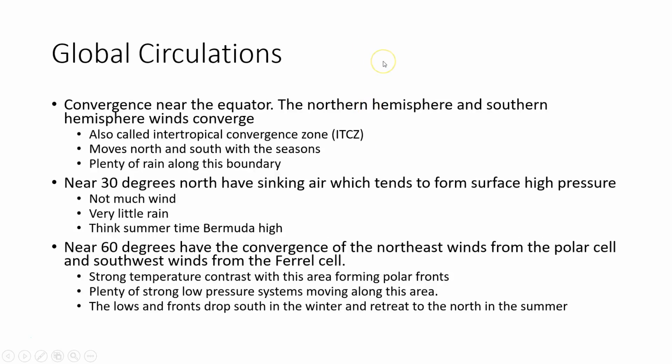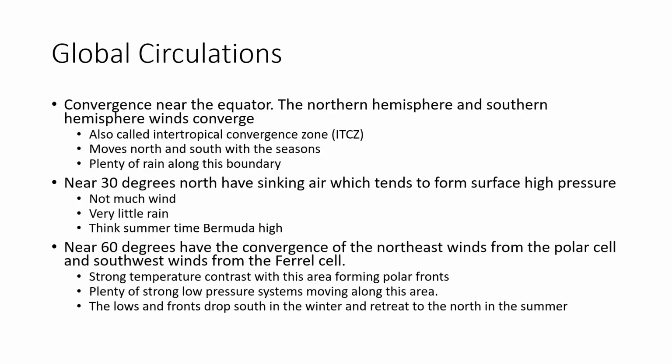Obviously, when you think about these circulations with Hadley cell there, you have convergence right by the equator, and that cell is going to move north and south depending on where the sun is. And with that, the ITCZ is going to move up north and then down to the south as well. That's just the intertropical convergence zone. That's where the two cells meet.